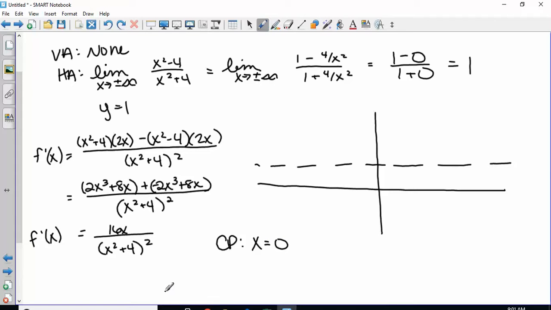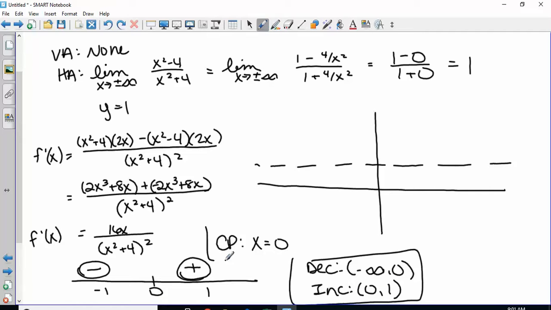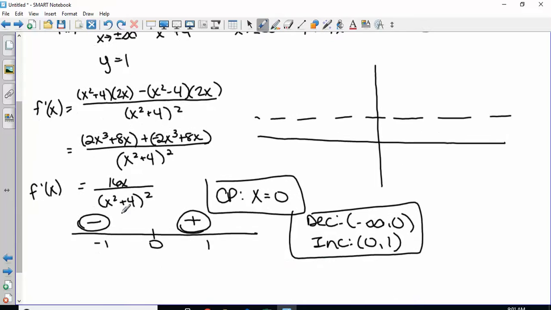All right, then I asked you increasing and decreasing. So we made the sign line. We started at 0, you have to plug in something smaller and bigger. If I put in something smaller, I get a negative over a positive, which is negative. Put in something bigger, positive over positive is positive. Please stop me if I lose you anywhere. So this function is decreasing from negative infinity to 0 and increasing from 0 to infinity. We also know the max and min from this.